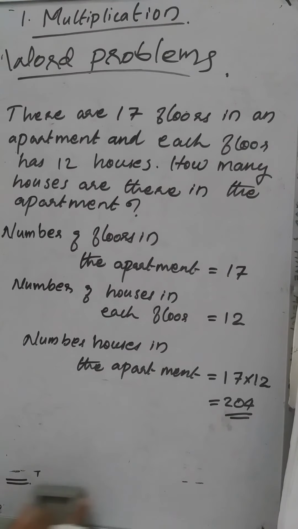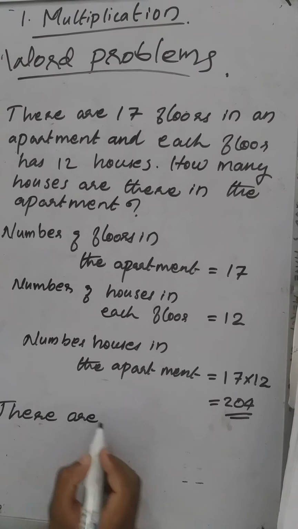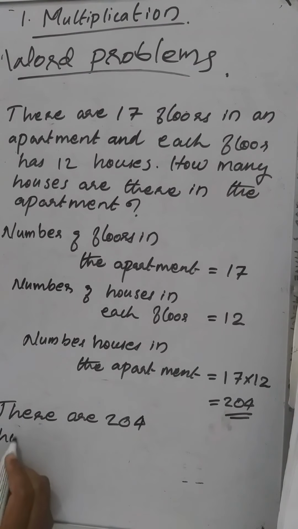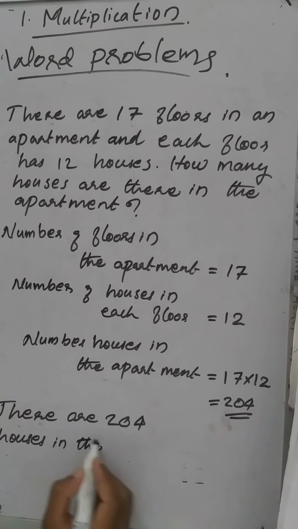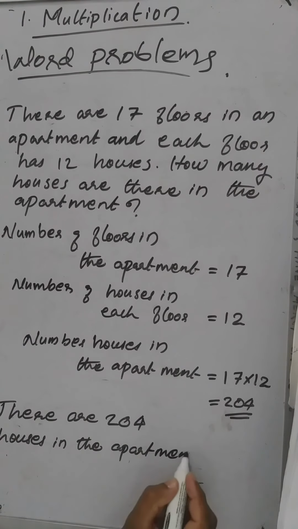So you write in a sentence, there are 204 houses in the apartment.